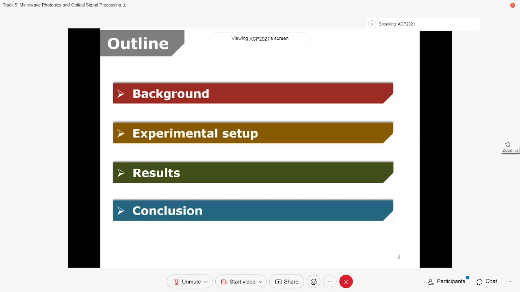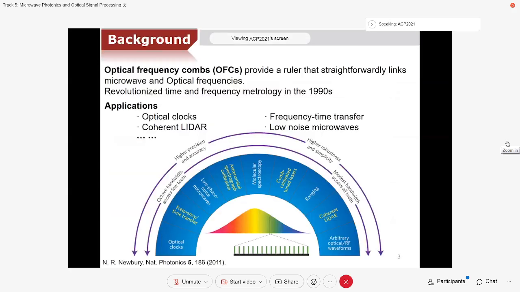First of all, is the background of the optical frequency comb. Optical frequency comb provides a ruler that straightforwardly links microwave and optical frequencies. It revolutionized time and frequency metrology in the late 1990s. Rapidly, frequency combs found applications beyond their original purpose. For example, optical clocks, frequency time transfer, coherent data, low noise microwaves, and so on.